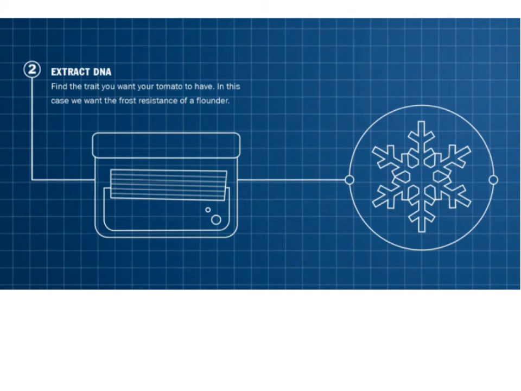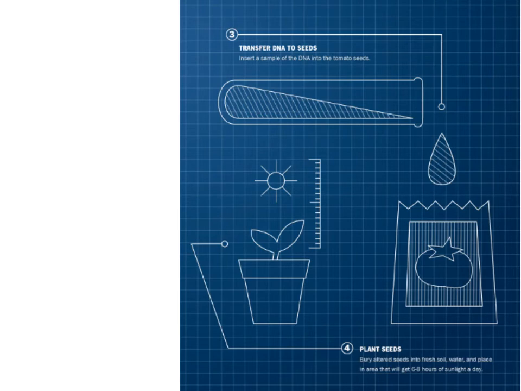After cells are taken out of the flounder, then the DNA is going to be taken out of those cells, and then you have to take the individual gene out of the DNA. And that part of the process is a little bit more involved, and it's one that we'll get into over the next couple days. So, extract the DNA, find the trait you want your tomato to have. In this case, we want the frost resistance of a flounder. So we've identified the gene that we wanted. We've taken that gene out of the organism, the flounder, and now we need to get that gene into tomatoes.